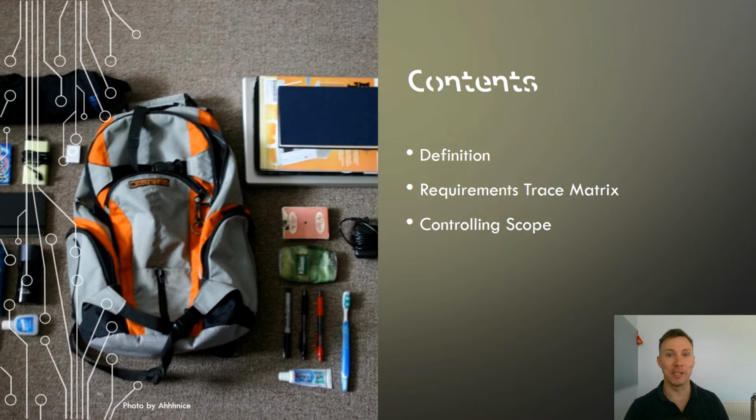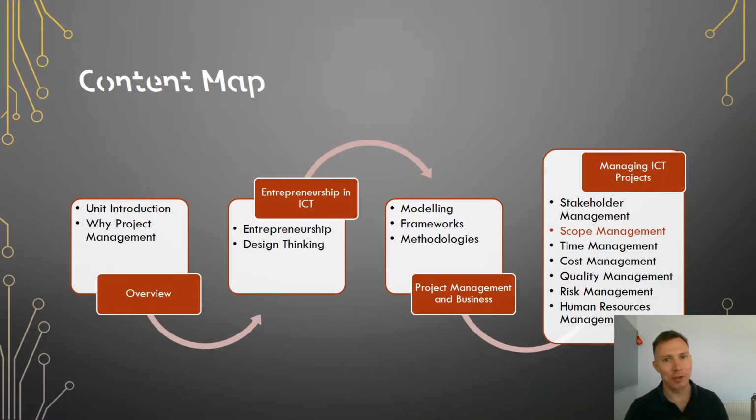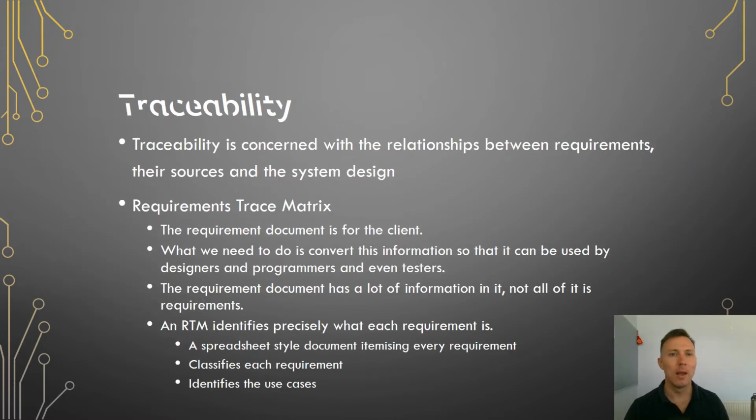This is the contents of this video: a definition of traceability, some information on the requirements trace matrix, and controlling scope. Here we are on our content map. You can see we're looking at scope management. One means of validating our requirements is through traceability. You need to be able to link your requirements back to its source and forward to the system design.